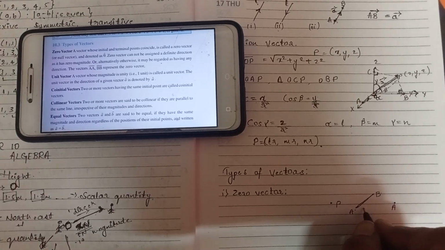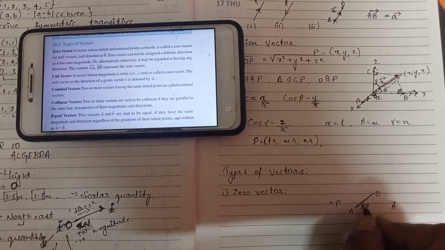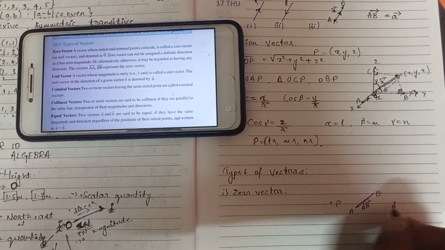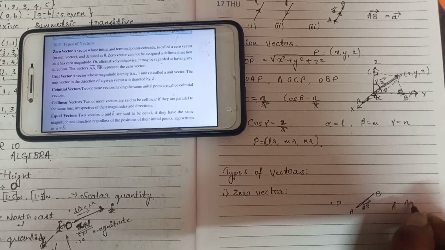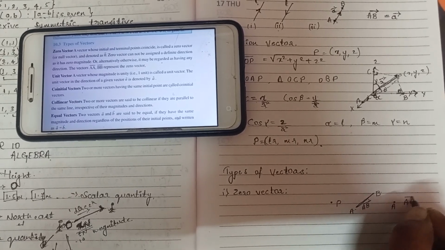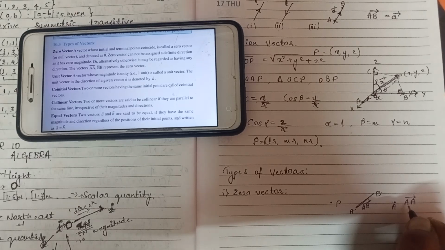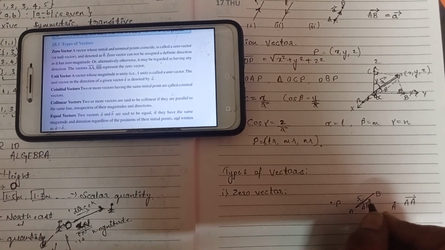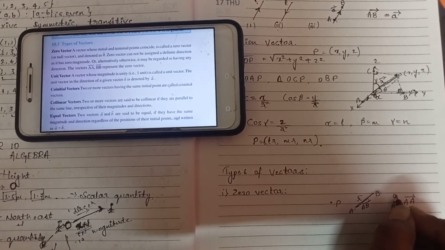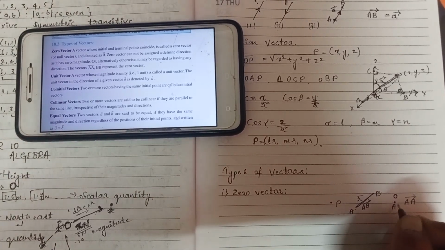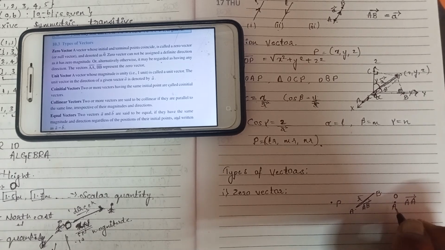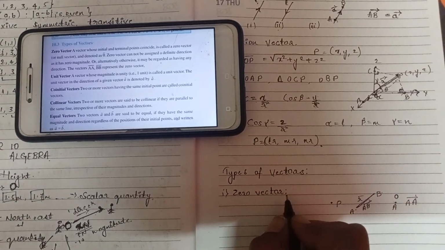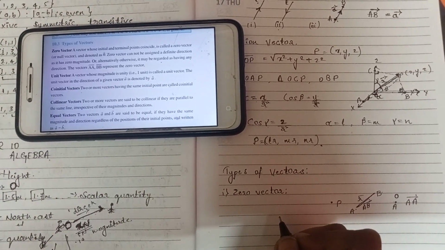So in this case I can define this vector as vector AB, but in this case I can define this as vector AA. So this vector will be having some length r, but this vector will be having length 0 because it has the same initial and terminal point. So this type of vector we call a zero vector.